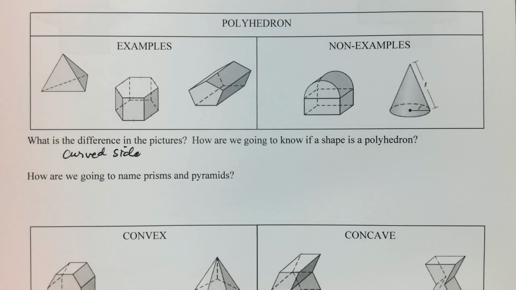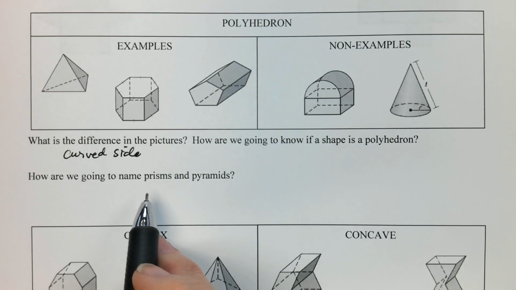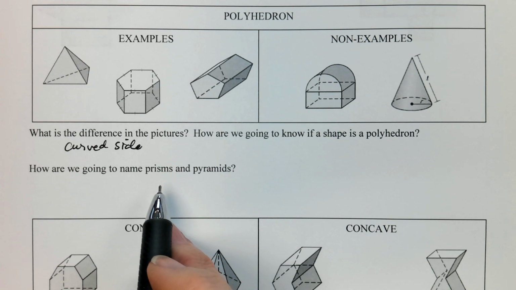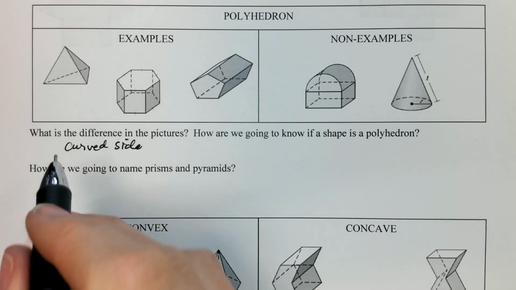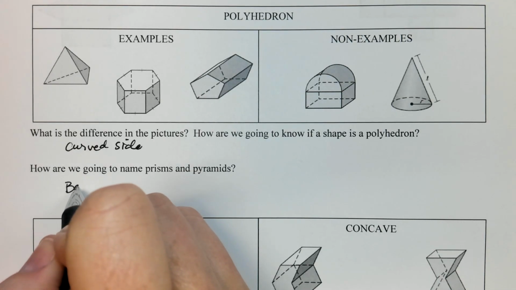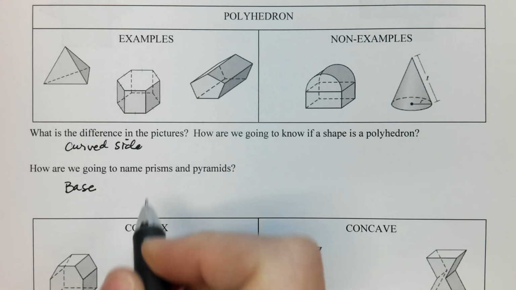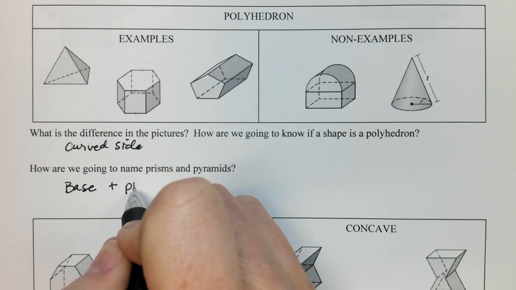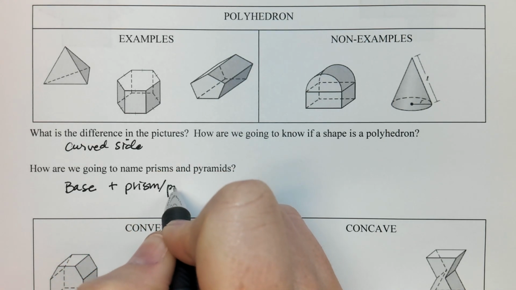So how are we going to know if a shape is a polyhedron? We're just looking for whether or not it has a curved edge. If it has any curved edges or round edges, then it is not a polyhedron. How are we going to name them? That's a big deal because we do spend a lot of time talking about the names of these shapes. And we want to start with the base. So whatever the base of the shape is, and then plus it's either going to be a prism or a pyramid.